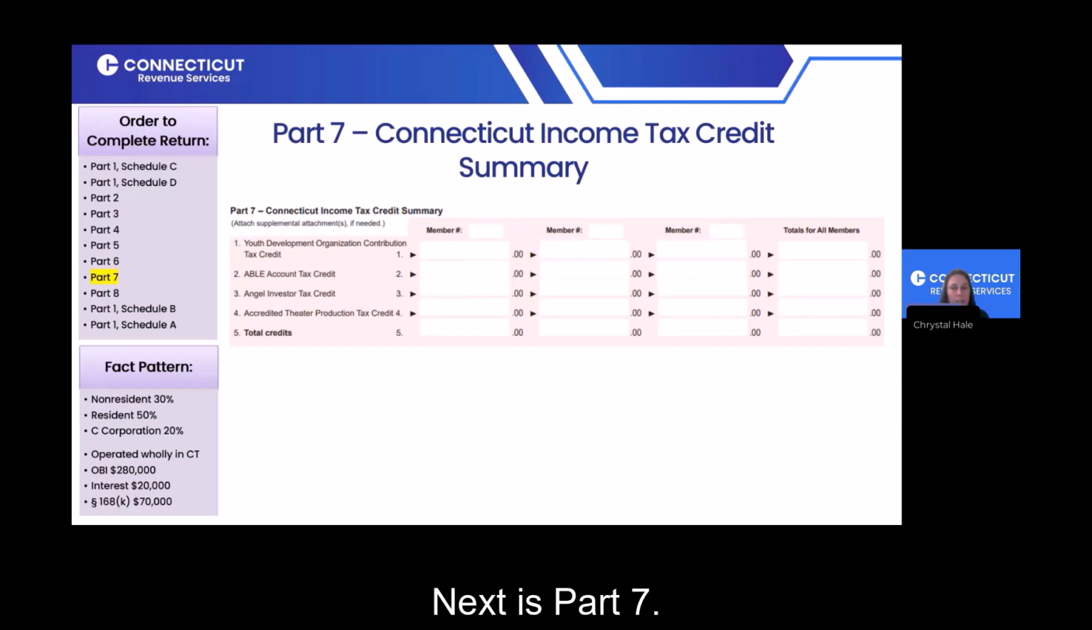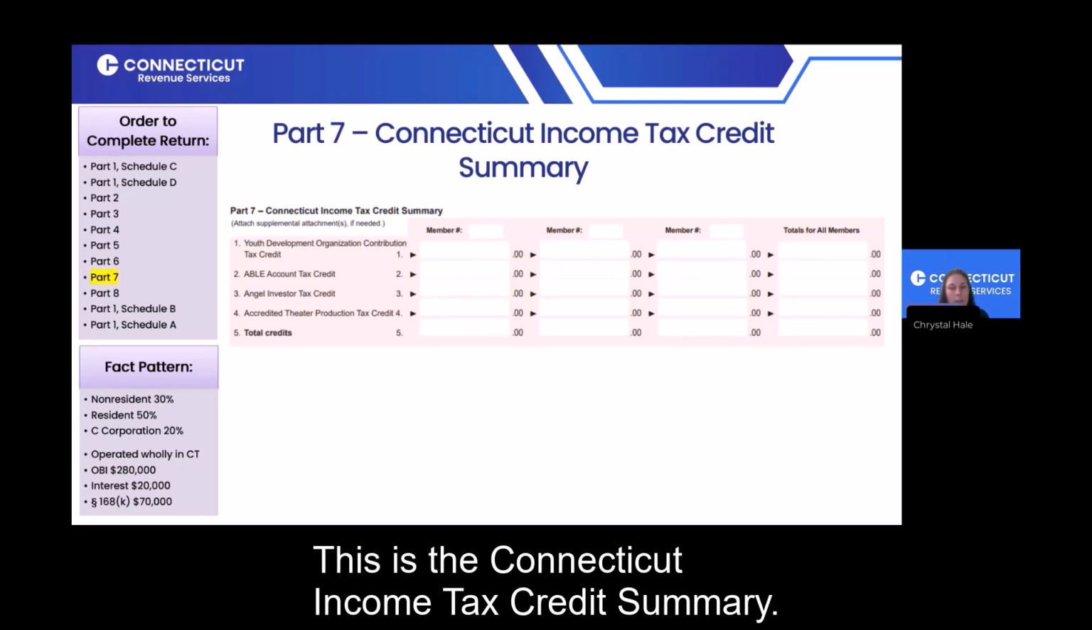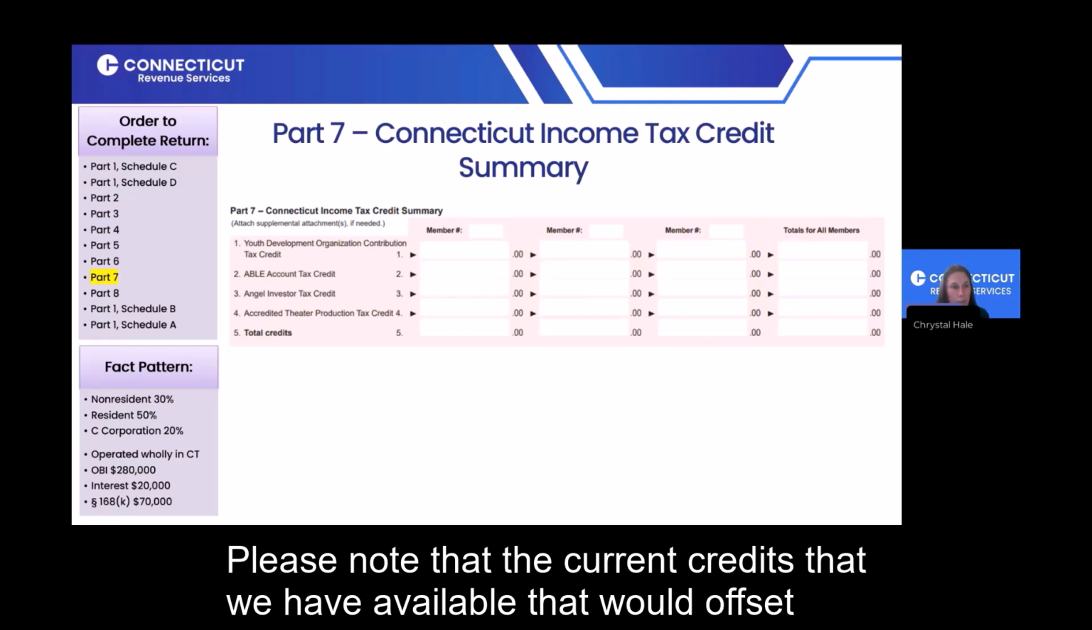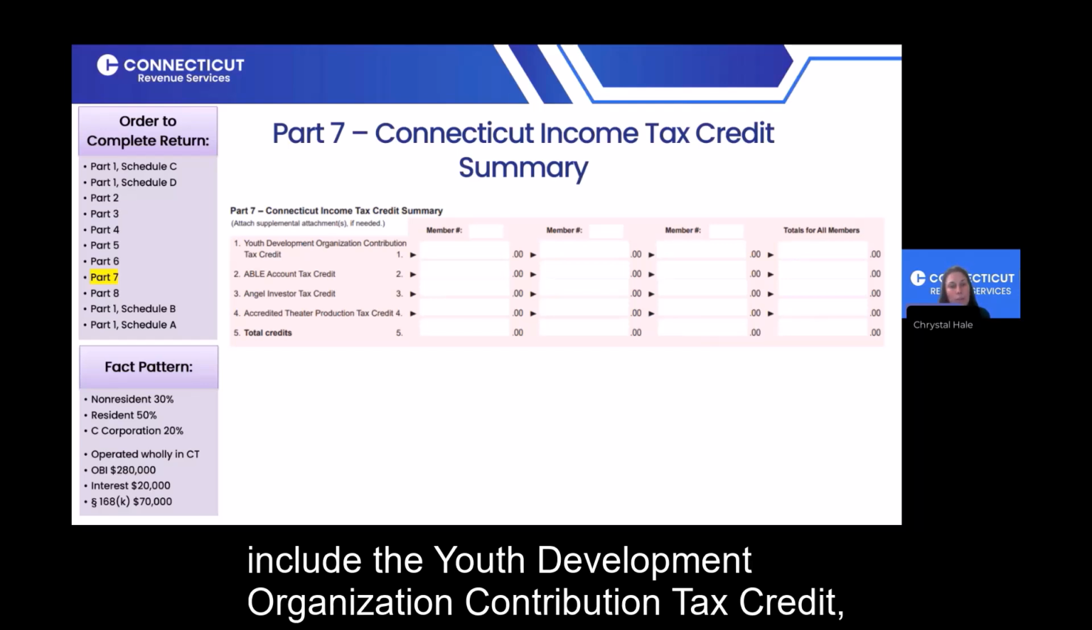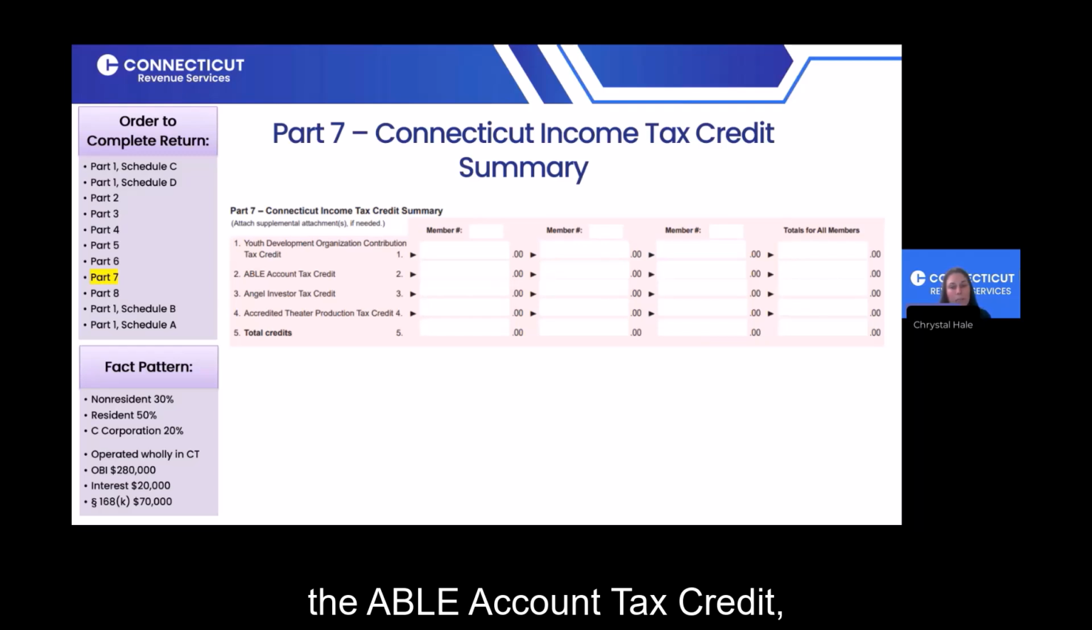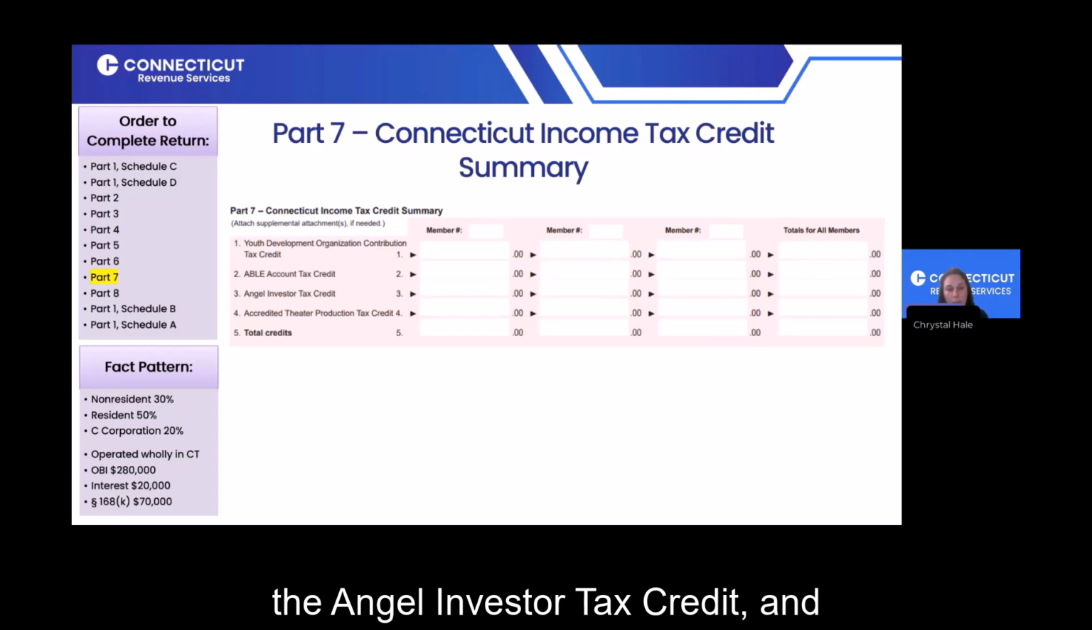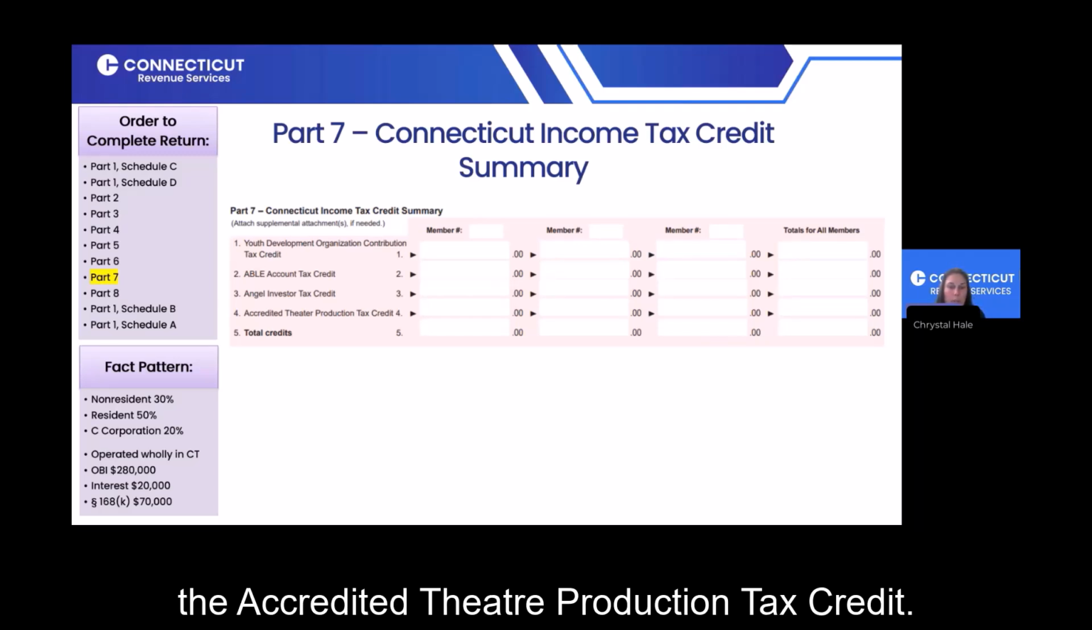Next is Part 7. This is the Connecticut income tax credit summary. Please note that the current credits that we have available that would offset up to the composite liability but are not refundable include the Youth Development Organization Contribution Tax Credit, the ABLE Account Tax Credit, the Angel Investor Tax Credit, and the Accredited Theater Production Tax Credit.